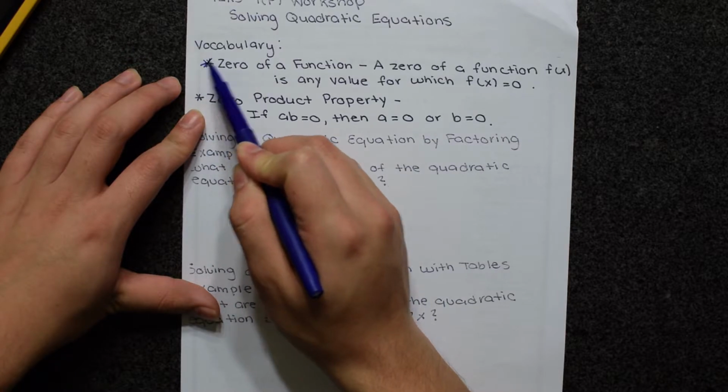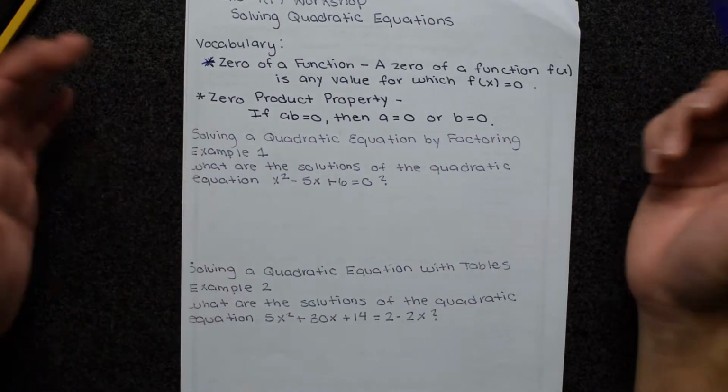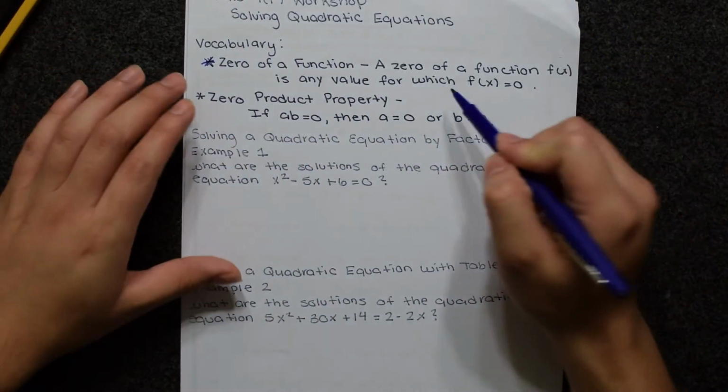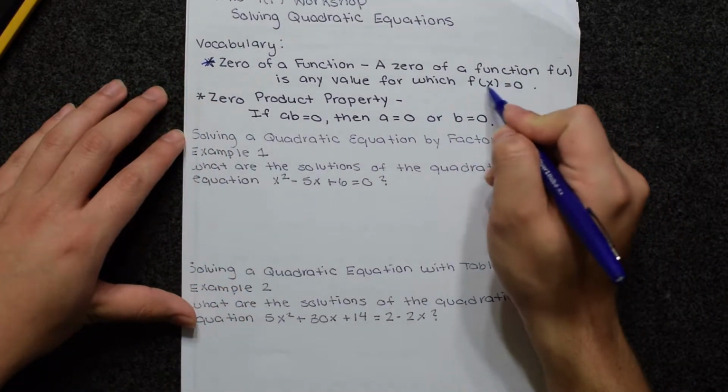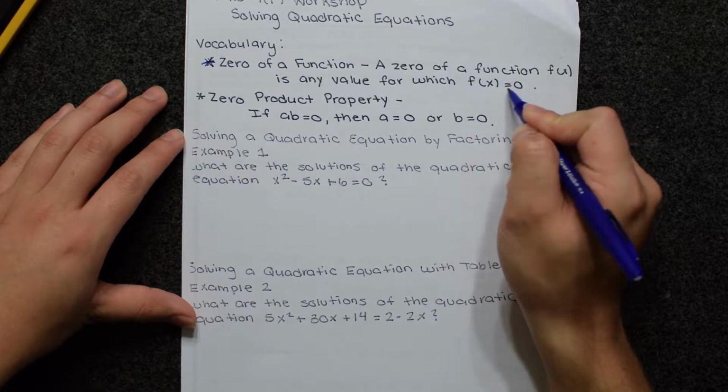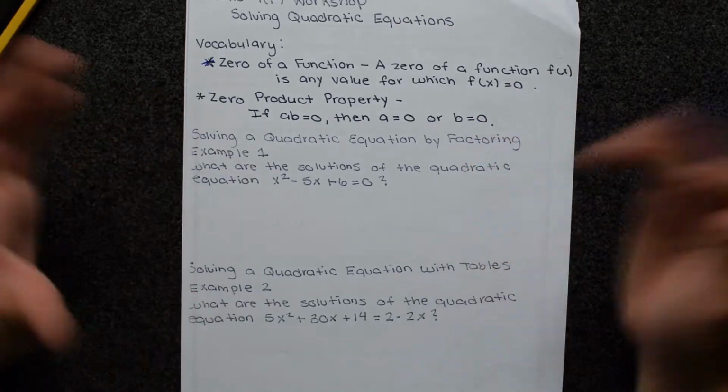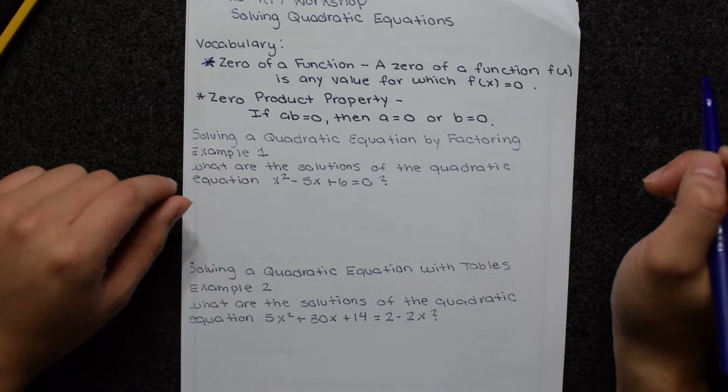This right here, the zero of a function. A zero of a function is basically any value for which f of x is zero, meaning whenever you plug in any number, x, into your function, it will give you zero. That's what you're looking for. You're looking for the zero of the function.